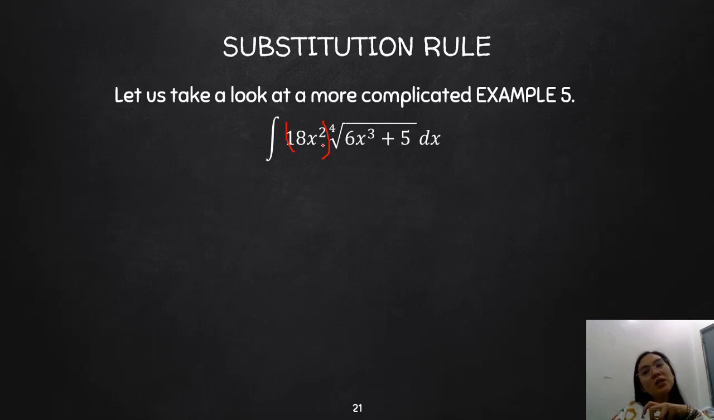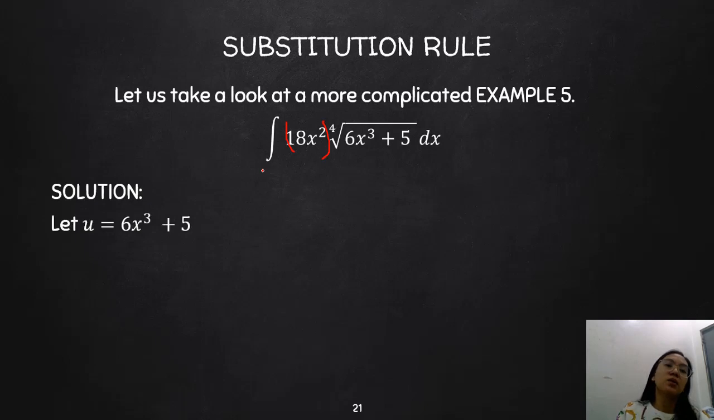So, dito medyo challenging siya, although pag nasanay kayo, madali na lang din siya. So, what if we are asked to get the integral of 18x squared multiplied by the 4th root of 6x cubed plus 5 dx. So, we first let u be equal to a certain function. So, let u be equal to 6x cubed plus 5.